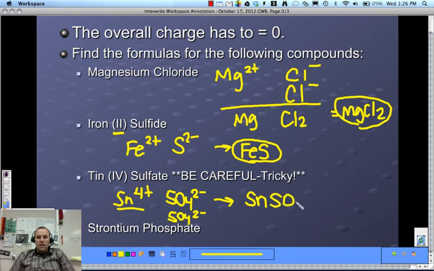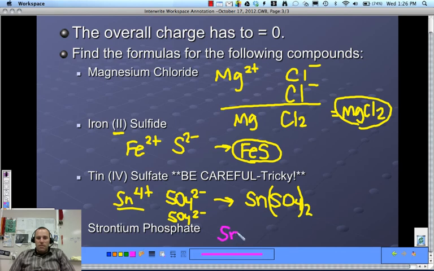If you were to just write SO4 2, that says 42 oxygens and 1 sulfur and 1 tin. That's not what you want to say. You want to say 1 tin and 2 sulfate. So anytime you have a polyatomic ion and you're trying to say there's more than one of them, you have to put parentheses around it and you have to put the number outside of the parentheses, just like you see here. Okay?